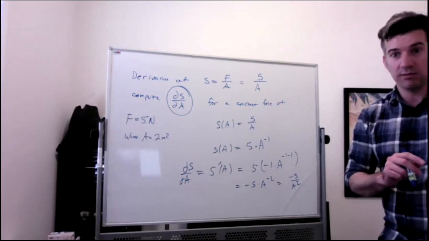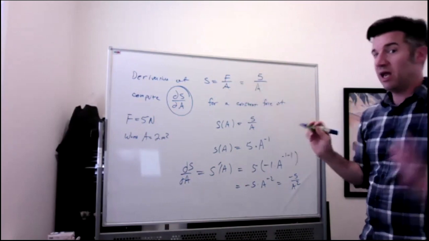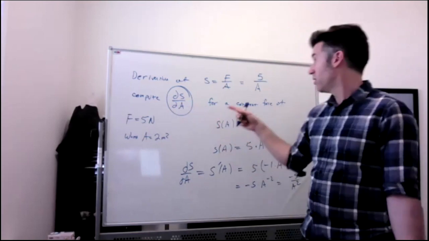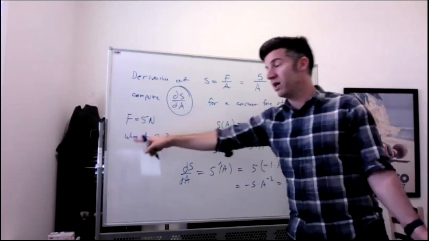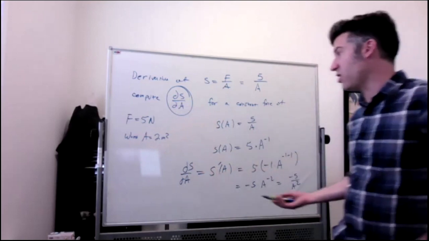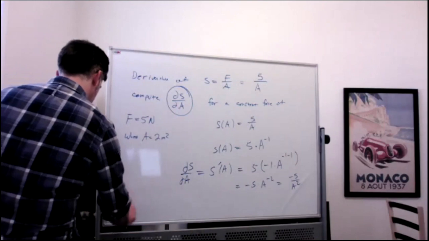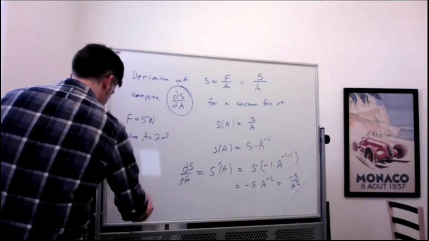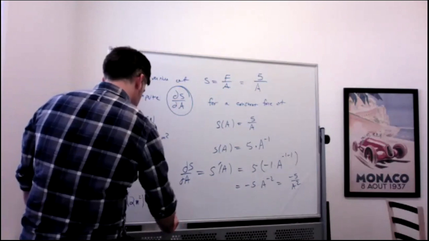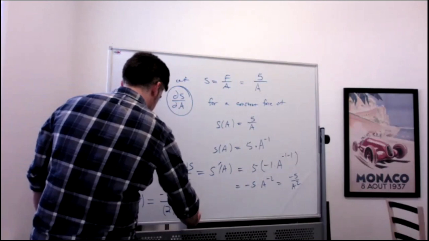But we're not done, because the problem didn't say just find the derivative for a constant force of 5 newtons. It said compute dS dA, the derivative, for a constant force of 5 newtons when A is equal to 2 square meters. So then we have to additionally plug in and find S prime of 2 square meters. That's going to be negative 5 over 2 squared, which is negative 5/4.